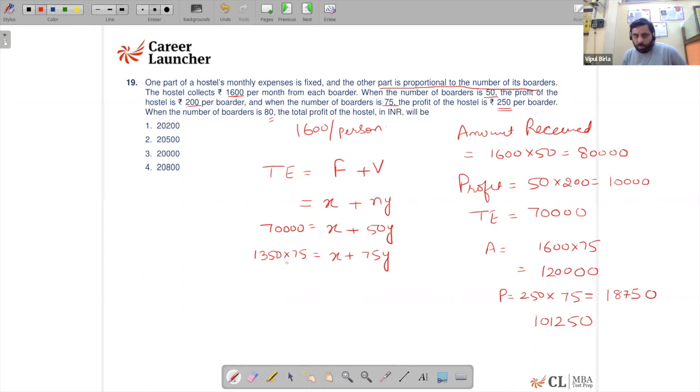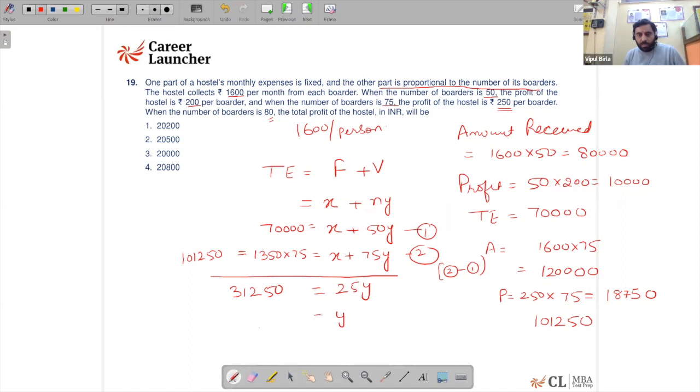This you will also get by multiplying this basically. So effectively, it is 1,01,250. Either way you can do it. Now we've got two equations and two unknowns. So if I need to solve, just subtracting equation number 1 from the second, 2 minus 1, so that means 25y comes out to be 31,250.